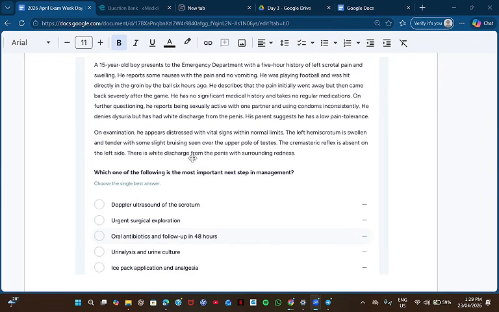On examination, he appears distressed with normal vitals. The left hemiscrotum is swollen and tender with some slight bruising seen over the upper pole of the testis. The cremasteric reflex is absent on the left side. There is white discharge from the penis with surrounding redness. Which one of the following is the most important next step in management? So tell me, doctors, what do you think?